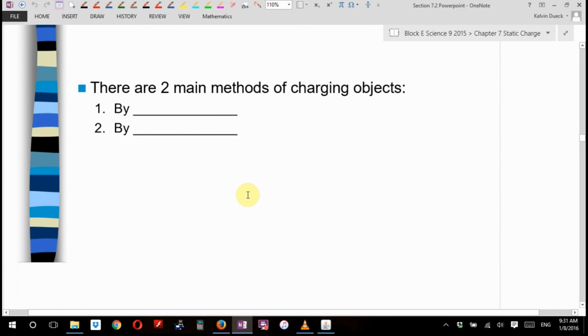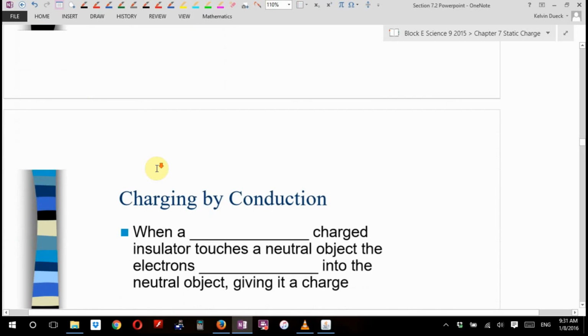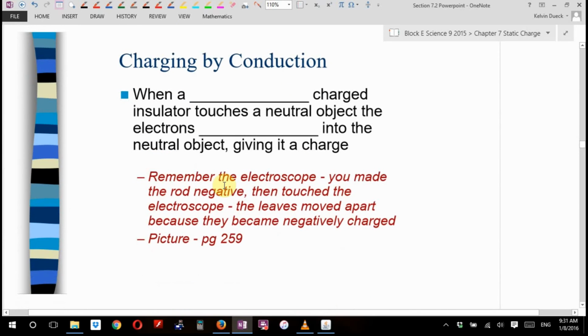Here's our terminology for today. There are two main methods of charging objects: conduction and induction. Conduction and induction. Charging by conduction.